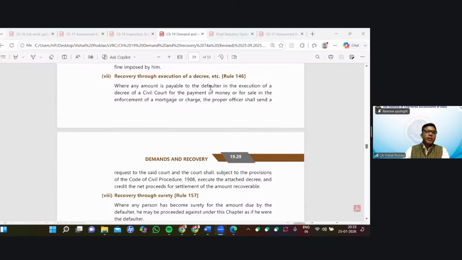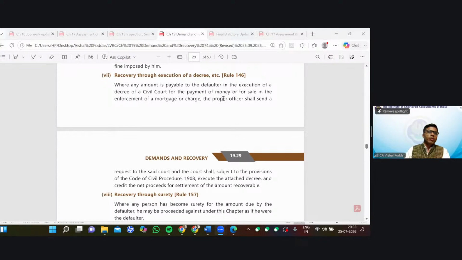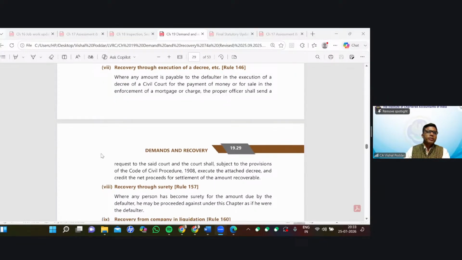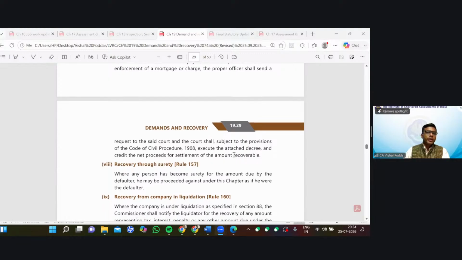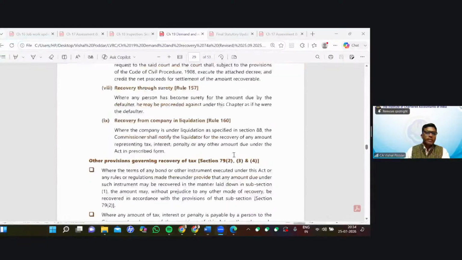Recovery through execution of a decree. Where any amount is payable to the defaulter in the execution of a decree of a civil court for payment of money, or for sale in the enforcement of a mortgage or charge, the proper officer shall send a request to the said court, and now the court shall, subject to the provisions of the Code of Civil Procedure, execute the attached decree. So it may be recovered as a decree.